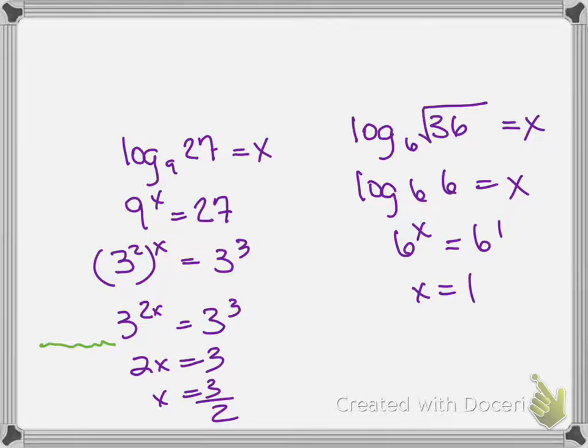Here, log base 6 of the square root of 36 is equal to x. The log base 6 of 6 is equal to x, so we rewrite it as an exponent, and we find that x is equal to 1.